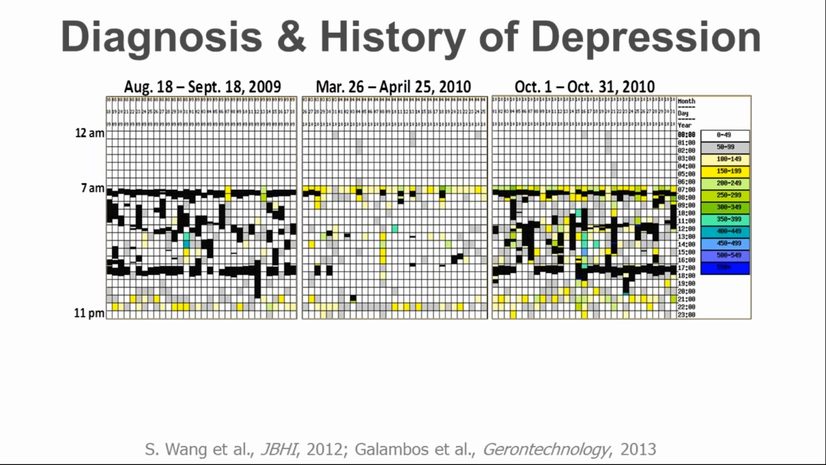And then again, you have 3 periods of time. These segments of time or days are taken from August to September 2009, March to April 2010, and October of 2010. So these are 3 periods of time, and we're looking at activity levels on a patient that has a history of depression. We have algorithms that are able to give us confidence that the person is out of the apartment, because these are people that live independently.